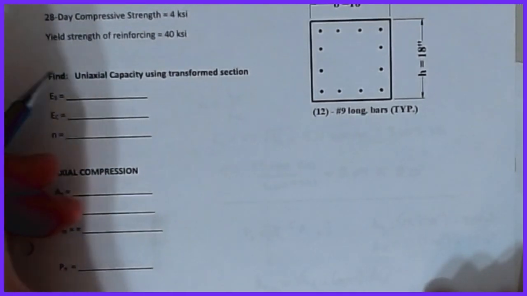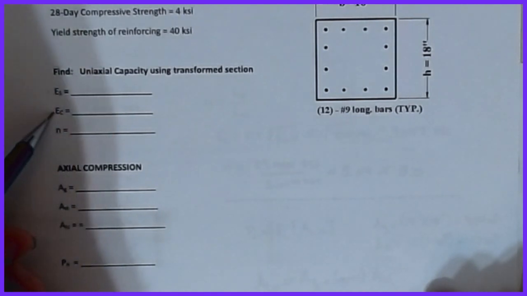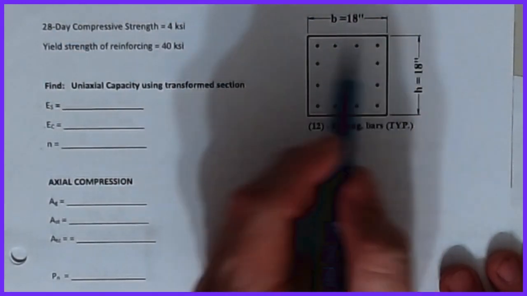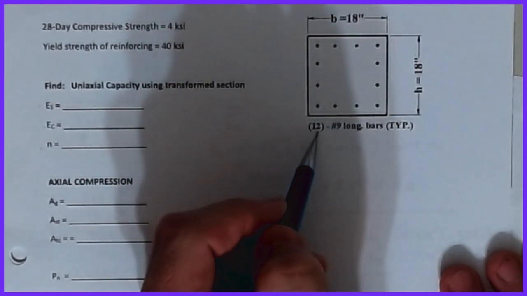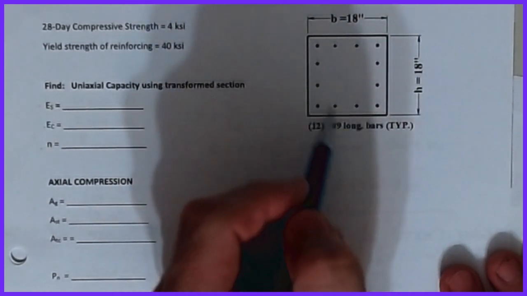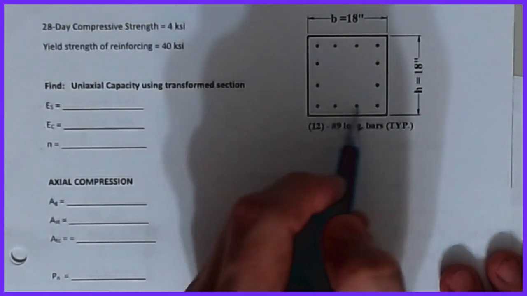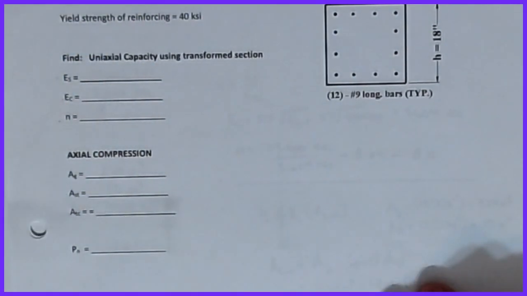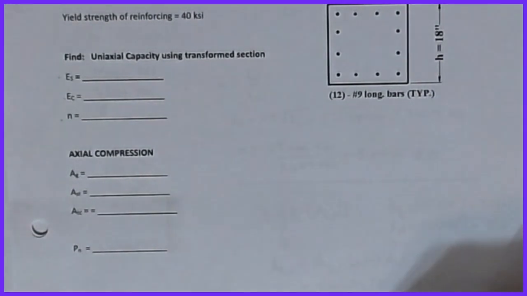To do this calculation, I need to know what ES is. You know that value. You need to compute EC, and then you need to compute N. For our beam, we have an 18 by 18 square section, and we've put steel consisting of 12 number 9 bars all the way around. I've got 4 in this face, 4 in this face, 2 in the middle at the top, 2 in the middle at the bottom. With that, I've got everything I need, using the information in this packet, to proceed through this set of calculations.